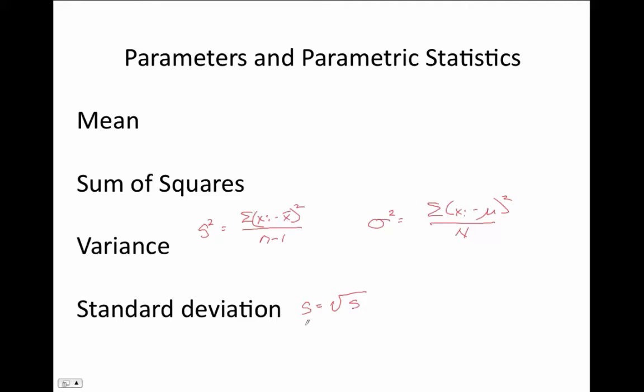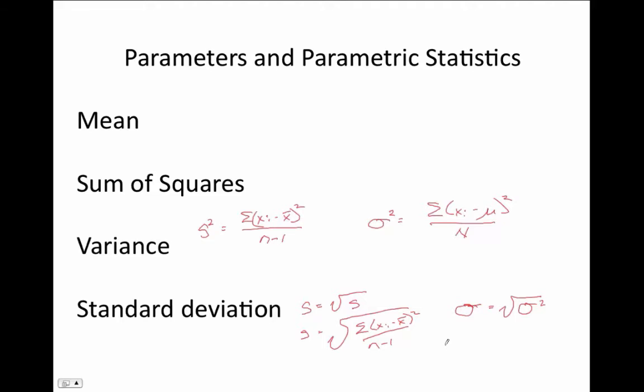Okay, so I could also write that out longhand as the square root of the sum of squares divided by n minus 1. And again, the population standard deviation, or sigma, would be equal to the square root of population variance.